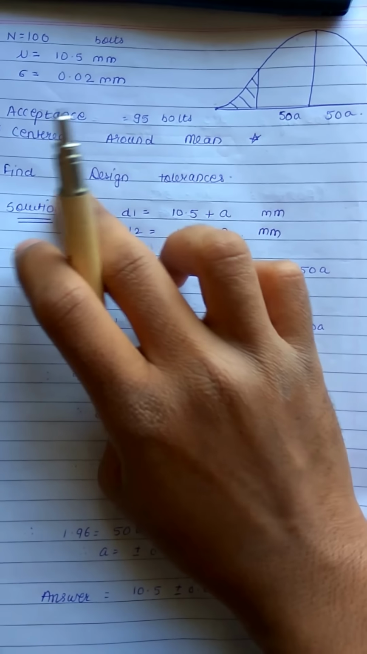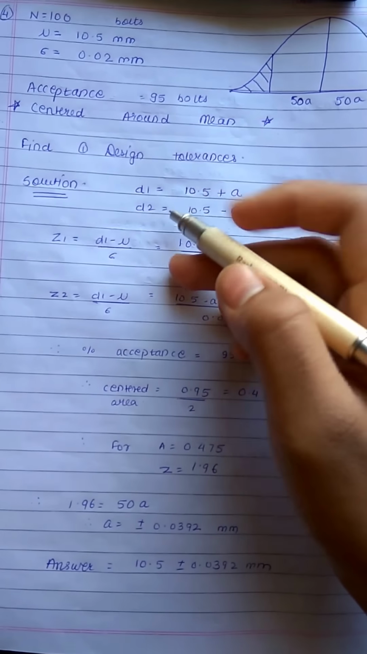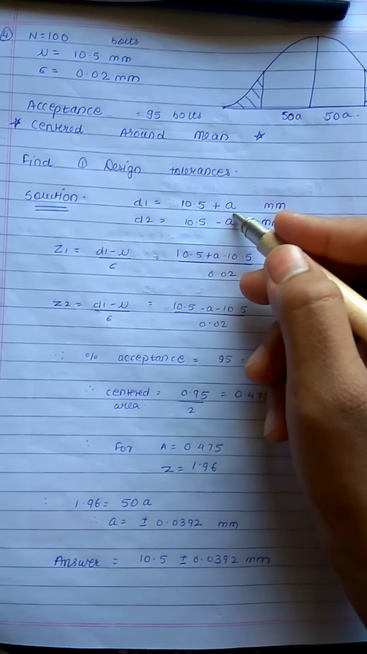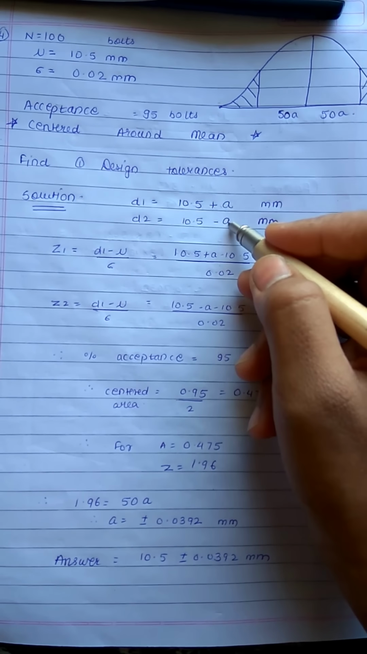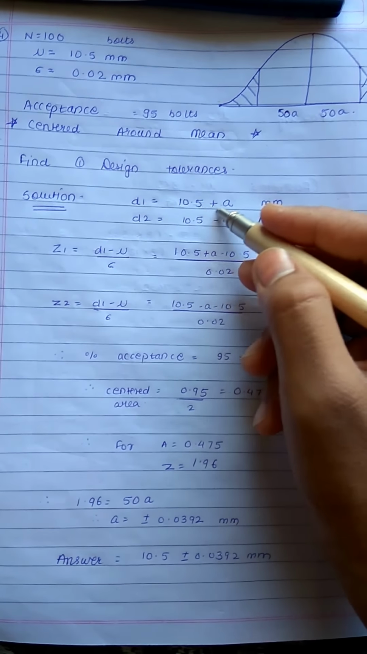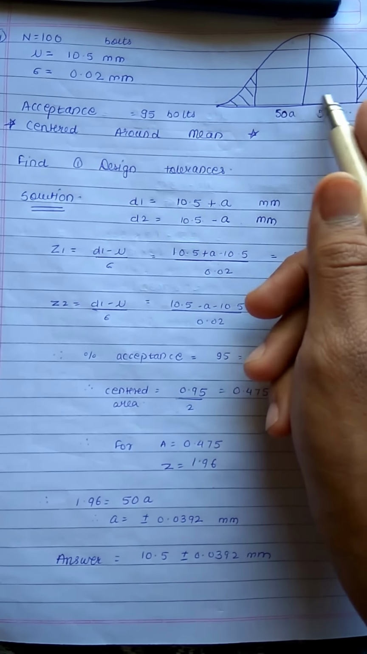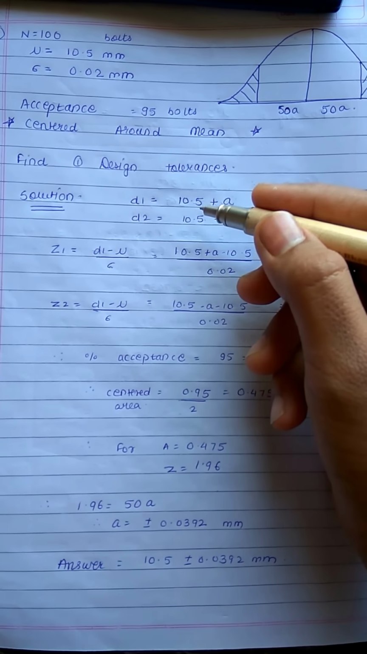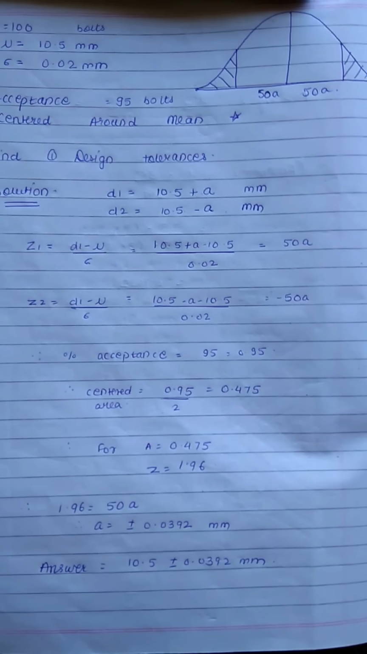In this problem, as I told you, you have to find the design tolerances. We calculate x1 and x2, but the catch here is we don't have the tolerances. So we will consider them as A for both upper and lower limit. It will be 10.5 plus A, 10.5 minus A. I have considered A because it is same on both the sides. That is 10.5 and 9.5 and 10.5. So you see 0.5 will be same.